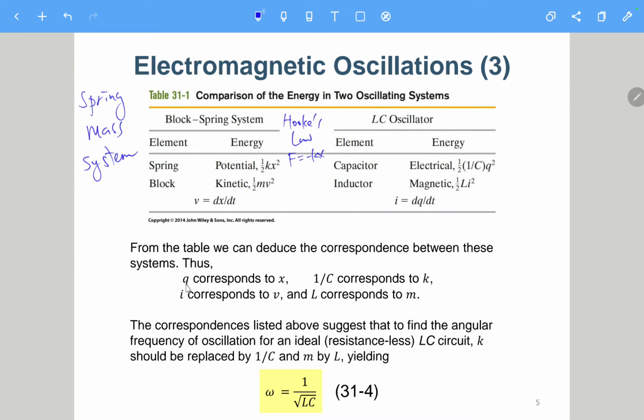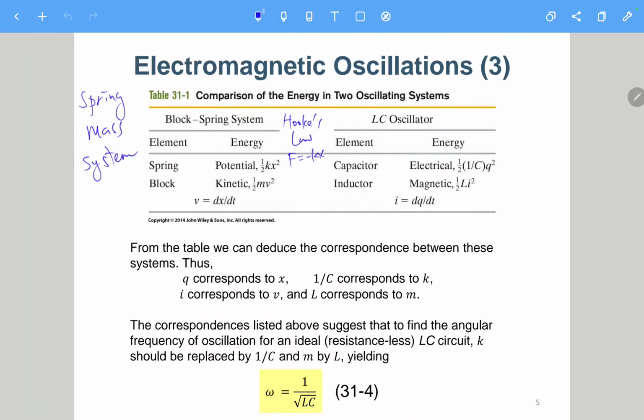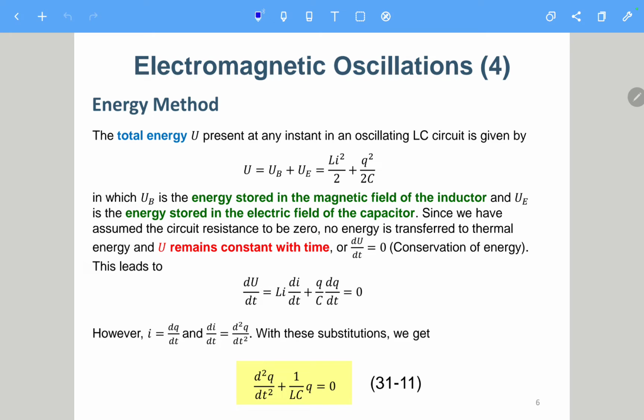Which means that if you just change x to be q, k to be 1 over C, v to be I, and m to be L, then you can change all the formulas related to the block spring system to the LC oscillator. And you will also get omega to be 1 over square root of LC. So it is just some analogy. We can also see why we get those results in a mathematical way. So here we use the energy method.